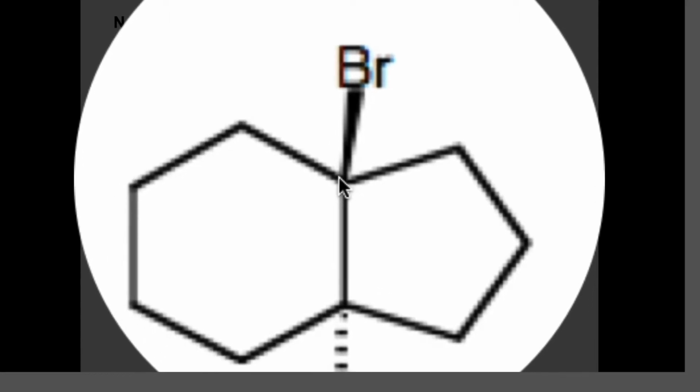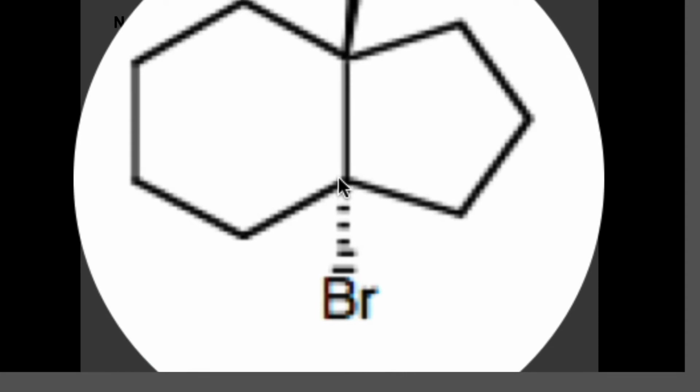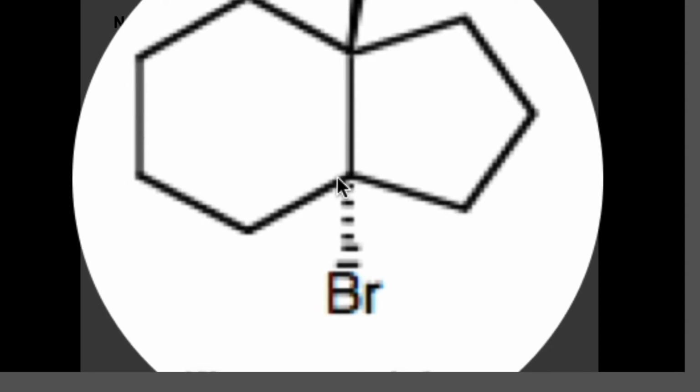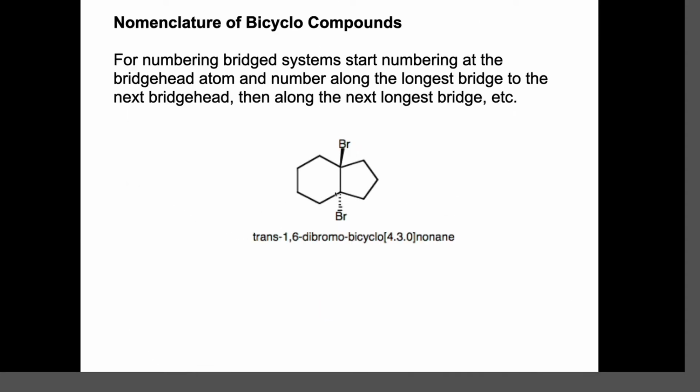You first go along the longest bridge to the next one, to the next one, to the next one. So for this molecule here, let's say I'm going to start numbering here. I'll call this number 1. Then this would be 1, 2, 3, 4, 5, 6, a 1,6-dibromo. Okay. Then we name the bicyclic part.